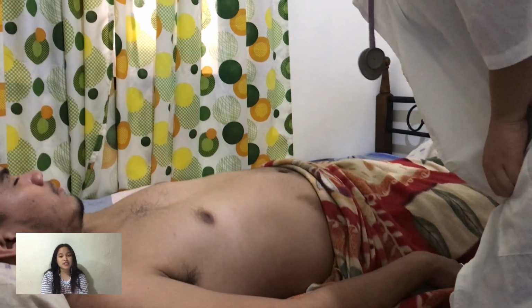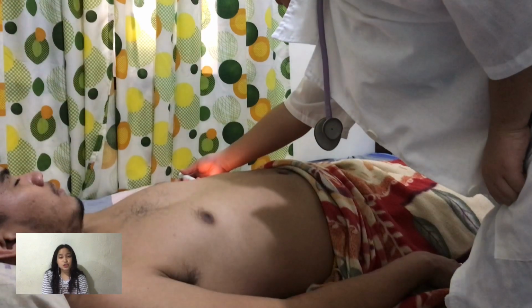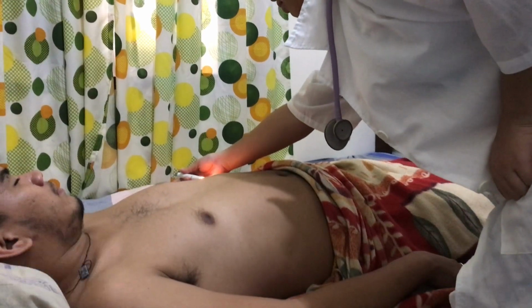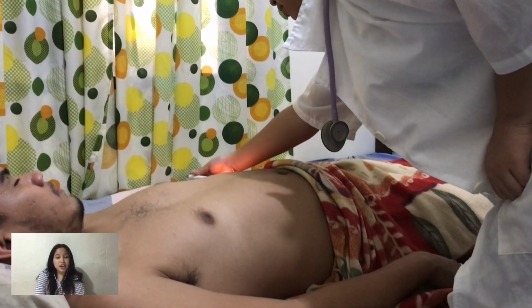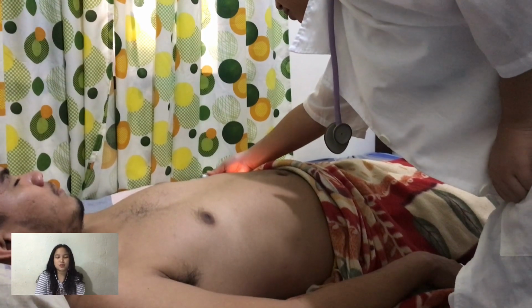Start by inspecting the abdomen from the ribs to the symphysis pubis. Its contour should be symmetrical. To highlight any bulges, shine a light across the abdomen toward you. No bulges should be visible. Assess the umbilicus, which should be midline and inverted.